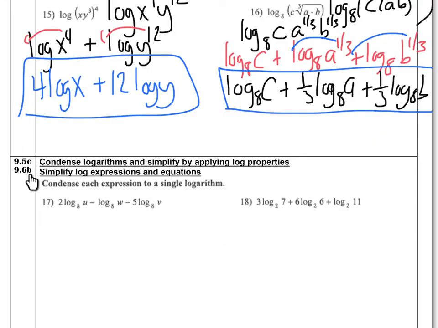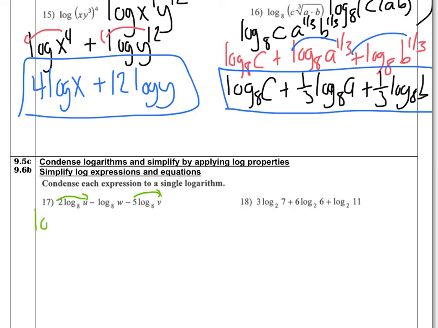Now 9.5c and 9.6b, condense logarithms and simplify properties of logs, and just simplify log expressions and equations, or both. So now we're going to reverse what we just did in the last two problems here. This logarithm here needs to be condensed into one log. I have 3 of them. First thing you want to do is go backwards. Let's bring any numbers up into exponents. So the 2 comes up and the 5 comes up.